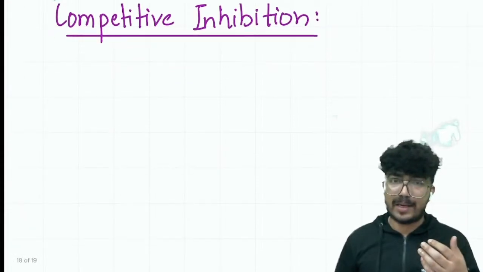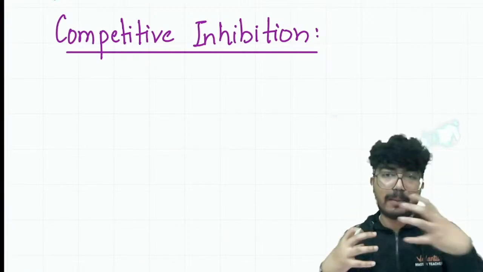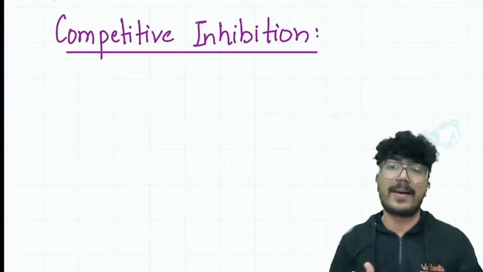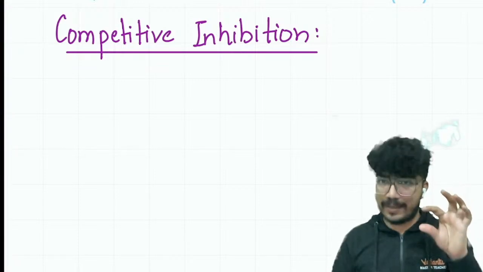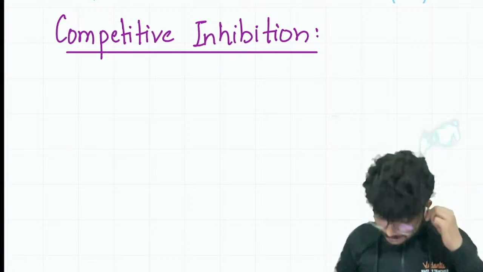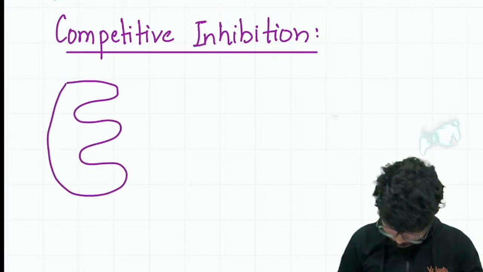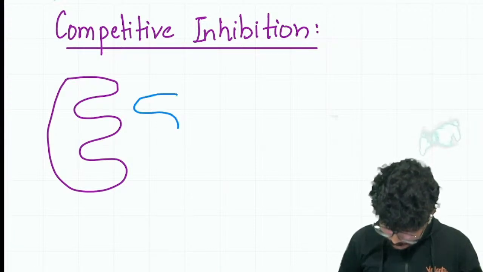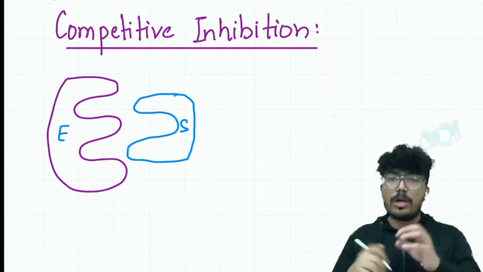So what is competitive inhibition? Now, what is an inhibitor? An inhibitor is the substance that inhibits enzyme activity, it suppresses enzyme activity. So in competitive inhibition, what happens? You have a substrate, and you have an inhibitor which is very similar in structure to the substrate of the enzyme. Let's say I have this enzyme, and here the blue color represents the original substrate. So this is my enzyme and this is my substrate. Now you will have an inhibitor.